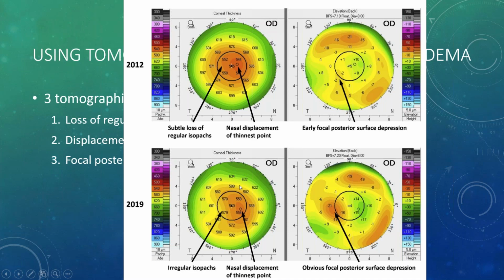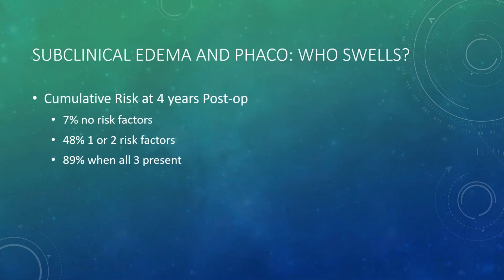Fast forward 7 years, and you can see even more pronounced loss of the regular isopachs, and that's really pronounced. This patient probably has some stromal swelling in this area of the cornea. And when you look at the posterior float, you can see this -21. That patient has a lot of posterior thickening, and this patient is definitely at risk for corneal decompensation in the future, especially if they have an intraocular procedure.